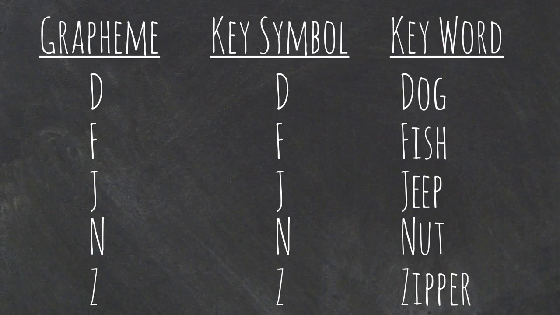So, when we see D, we can often be assured that that represents the sound that we associate with the first sound in the word dog. Same thing with F in fish, J in jeep, N in nut, Z in zipper. However, as I said, these letters have some minor irregularities to them. So let's start digging in.